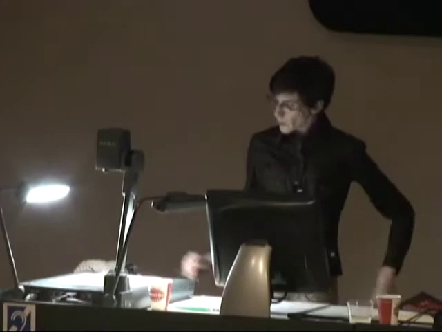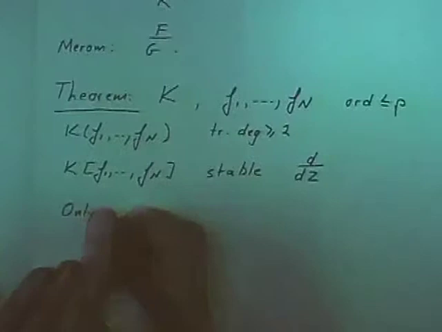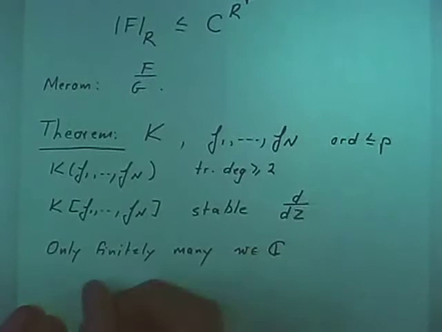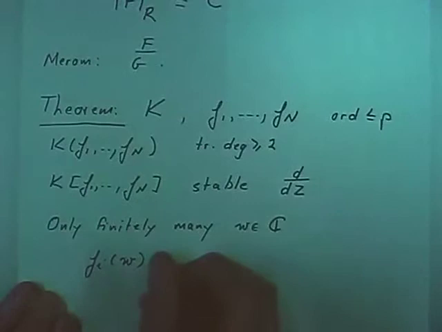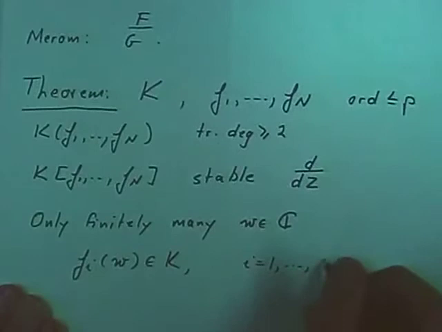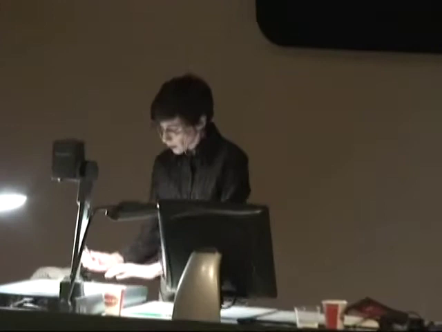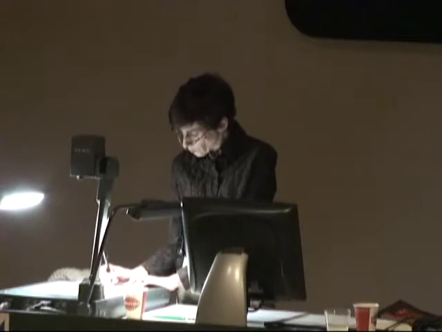Okay, and then the remarkable thing is that you can then say that there are only finitely many complex numbers w such that the f_i evaluated at w all take values in K. So that's the qualitative statement. Actually, the proof gives you a quantitative statement. It gives you an upper bound for that finitely many of the form some constant times the order of growth times the degree of the field.